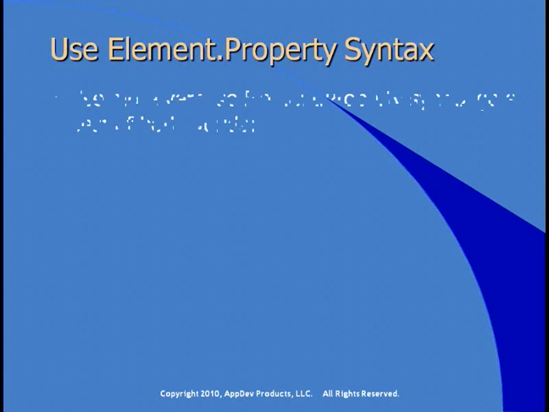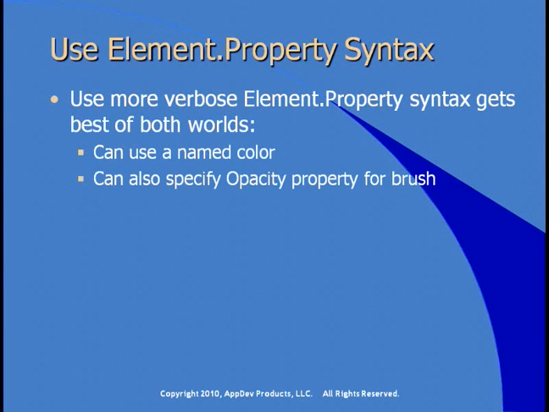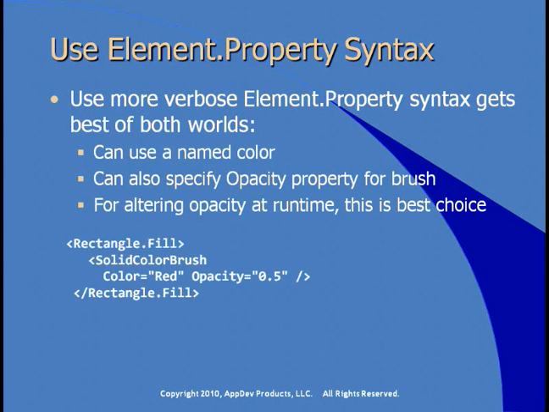You can also use the more verbose element.property syntax because you get the best of both worlds. You can use a named color, and you can also specify the opacity property. For altering opacity at runtime, this is the best choice because it's difficult to programmatically modify two of those values in a hexadecimal representation of a color.